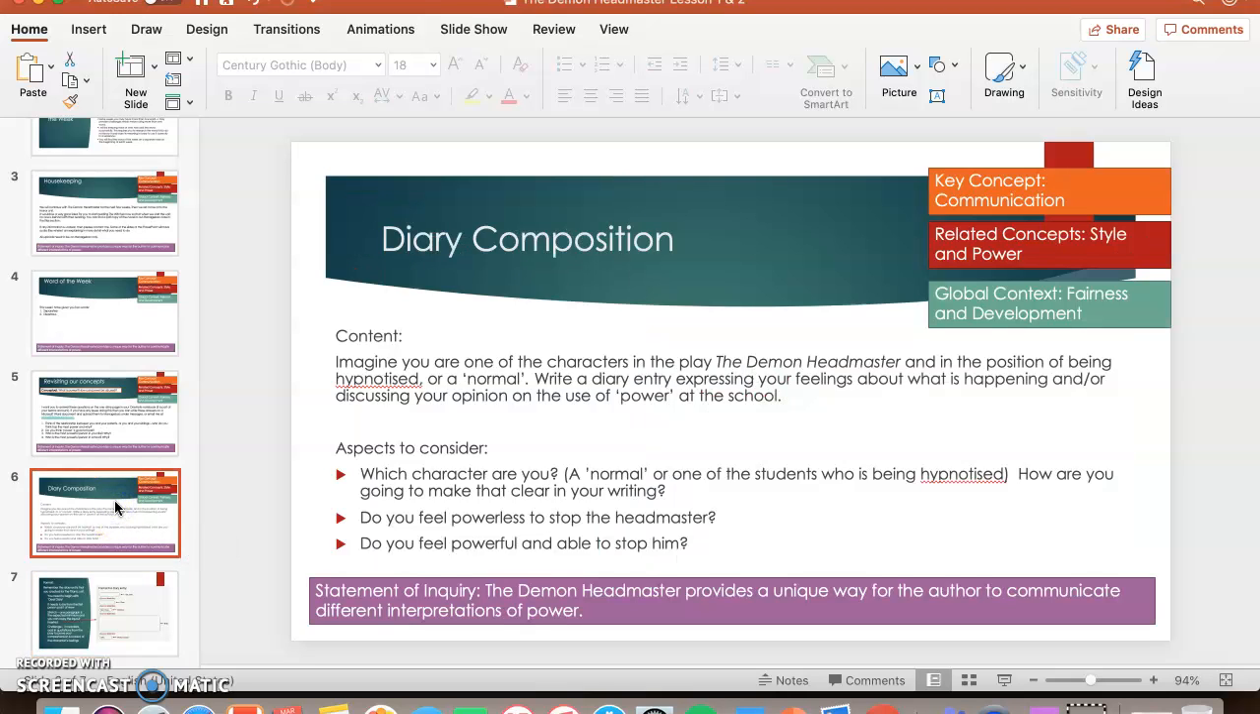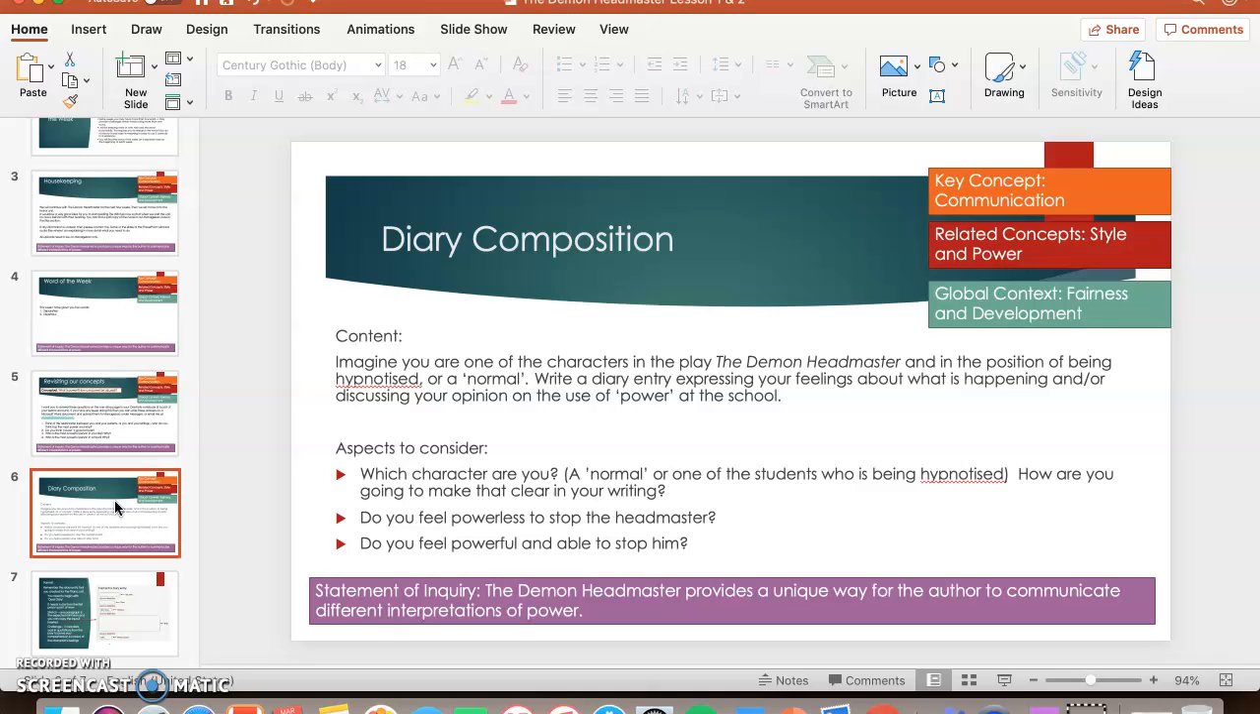What I want you to do in this diary is I want you to become a character in the play. Now, you can be Harvey, Lloyd, Ingrid, Ian, etc. Or you can be one of the students who's being hypnotized, so one of the prefects. If you want more of a challenge, then be one of the prefects, because of course we didn't really see much of their character in the play. We just saw them being quite rude and always following orders.